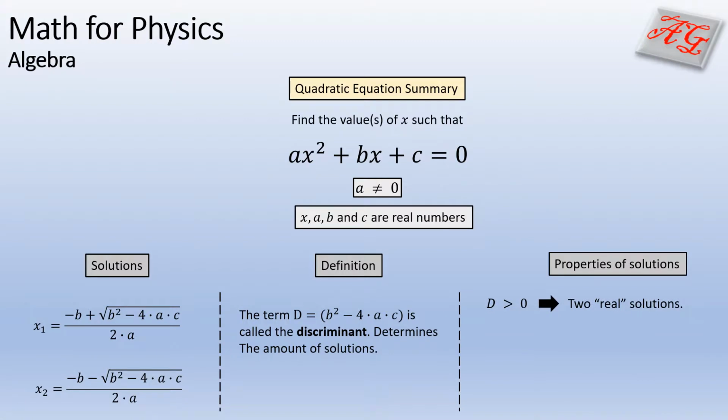If the discriminant is greater than 0, the quadratic equation has two solutions. If the discriminant is negative, then there are no real solutions. If the discriminant is 0, then there is one real solution. However, for the latter case, there is an important caveat.